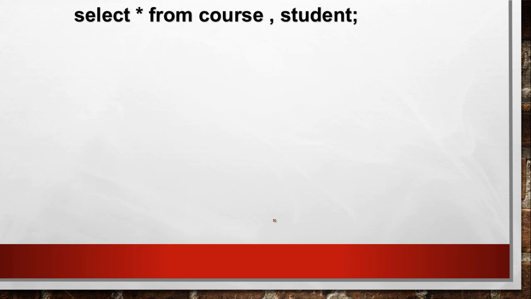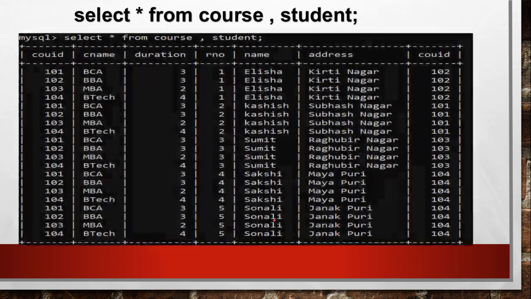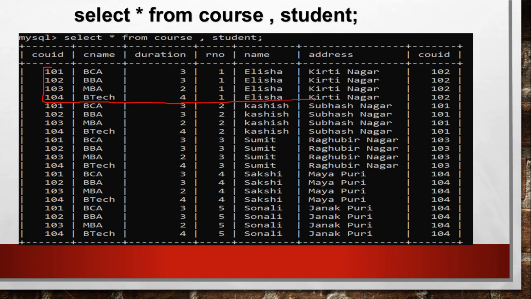For obtaining the Cartesian product, we have to write the command select star from, then we write the names of both the tables. So when we specify this command, we get this kind of result. Okay, so this is basically the Cartesian product of both the tables. Now here you can see that all the records of the course table get combined with the first record of the student table. You can see over here.